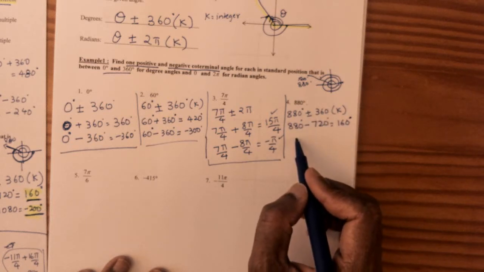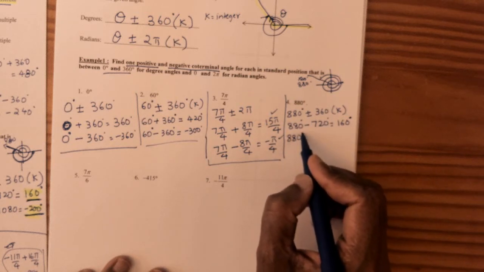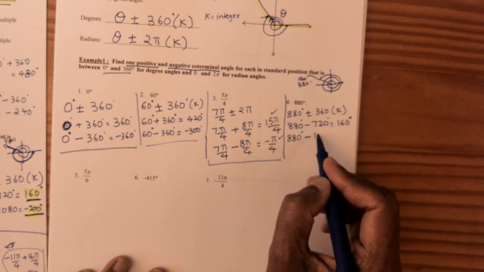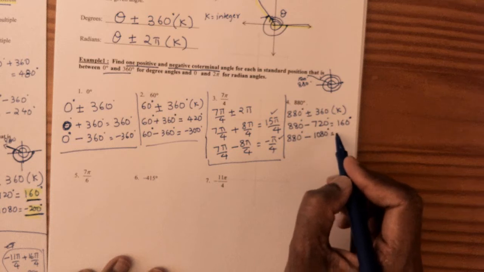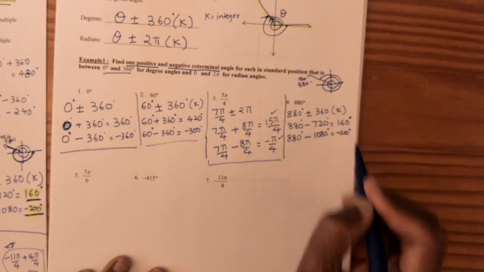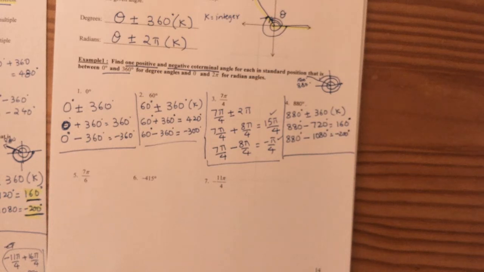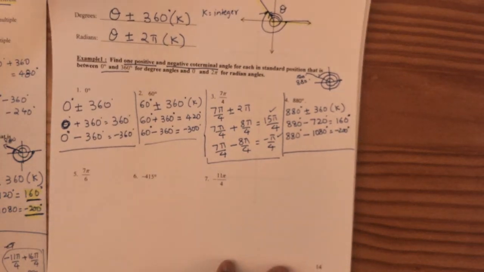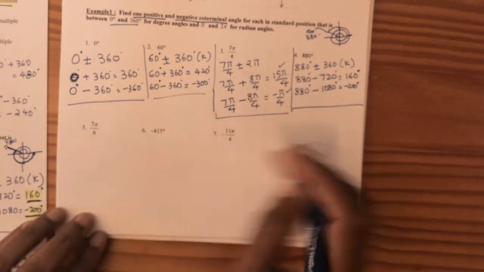So what if I subtract when k equals 3? 880 degrees minus 360 times 3, which is 1080, will give me negative 200 degrees. And that is, one of them is a positive coterminal, the other one is a negative coterminal. Okay, I'm going to keep going. There are 3 more problems at the bottom. Let's look at all 3 of them.